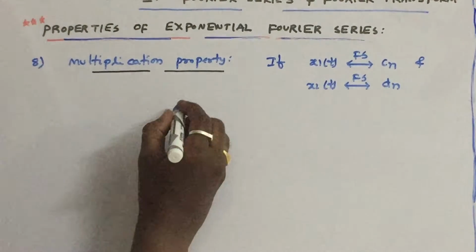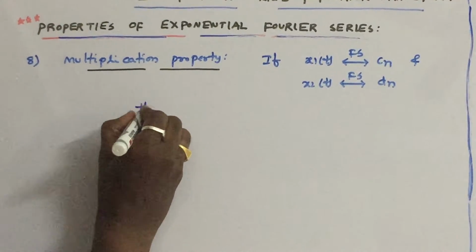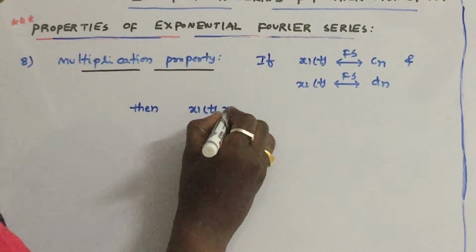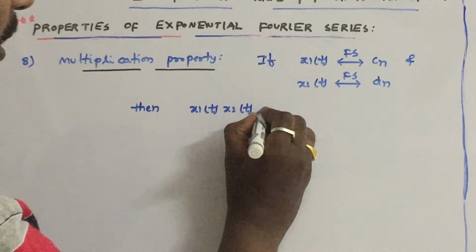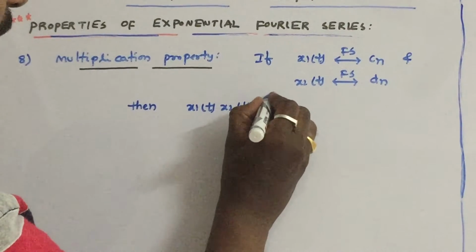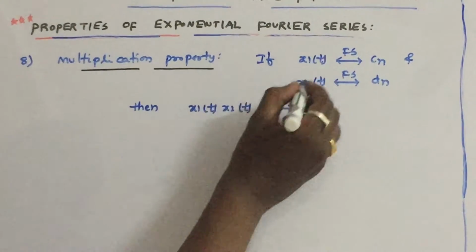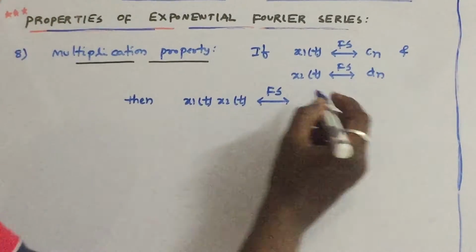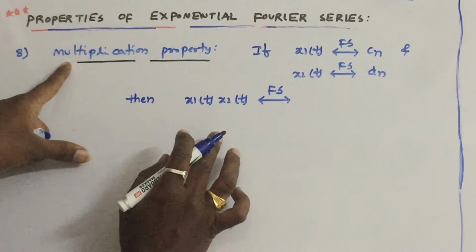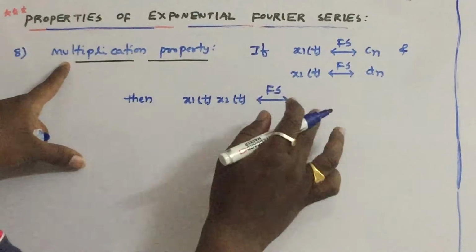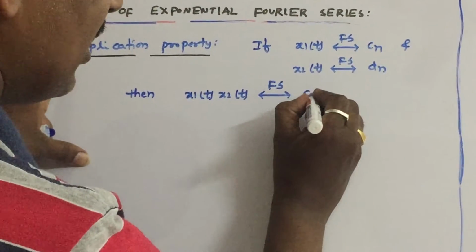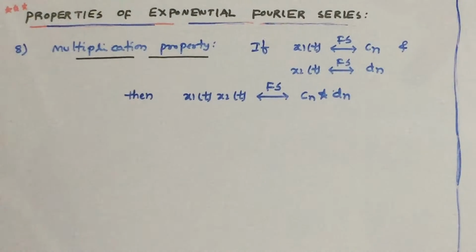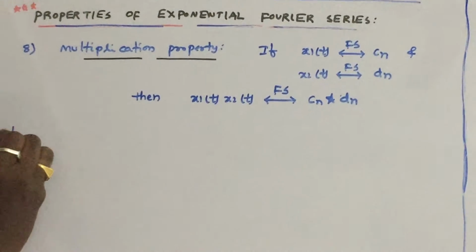the name itself indicates, if you multiply x1 of t with x2 of t, these two periodic signals, then what will be the exponential Fourier series coefficients? Just in the last class I gave a hint: the multiplication leads to convolution, so that is Cn convolution with Dn. So let us prove this property. Proof.